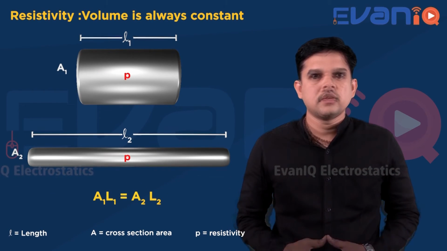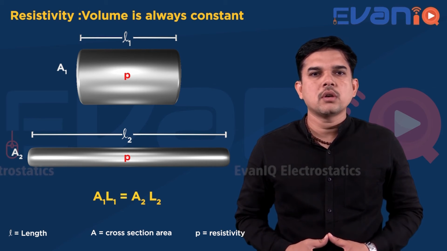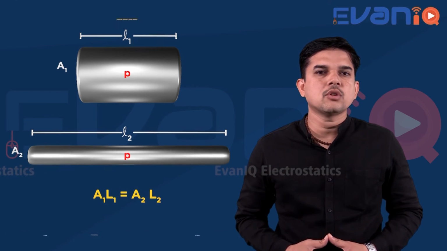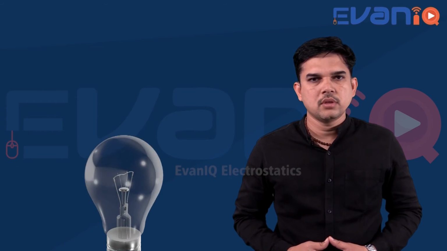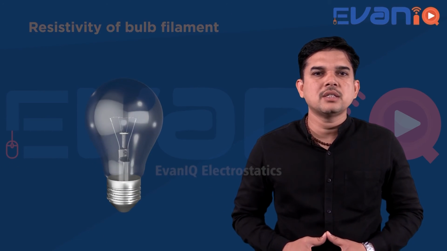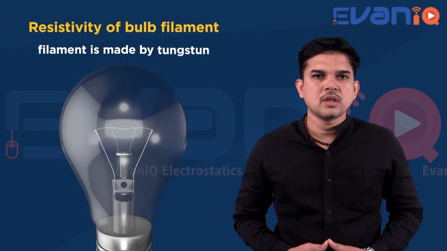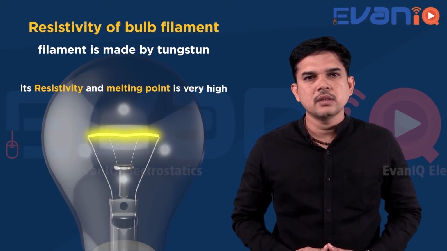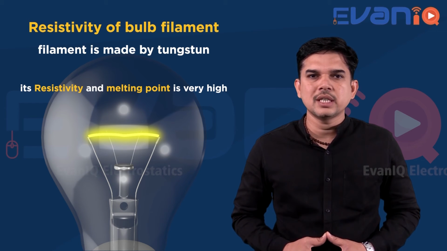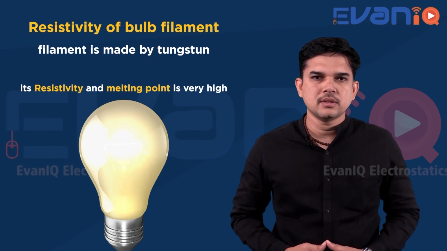Material with high resistivity is generally used for energy generating devices or lighting devices. For example, an electric bulb. An electric bulb has a high resistivity tungsten wire, or a tungsten filament. High resistivity tungsten filament has a high melting point. That's why it is generally used in an electric bulb to convert electrical energy into light energy.